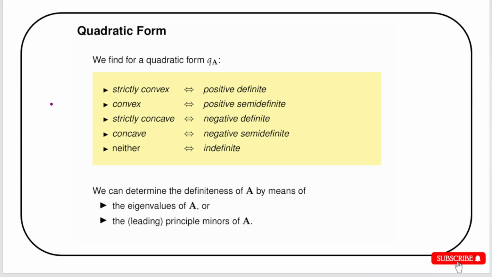Okay, now this is the first way, and the second way would be in terms of the definiteness of the matrix. What is the definiteness of a matrix? Let's see this chart first. A function is strictly convex if it is positive definite, convex if it is positive semi-definite. In this way you have all these cases. You can take a screenshot. This will come in very handy for your exam.